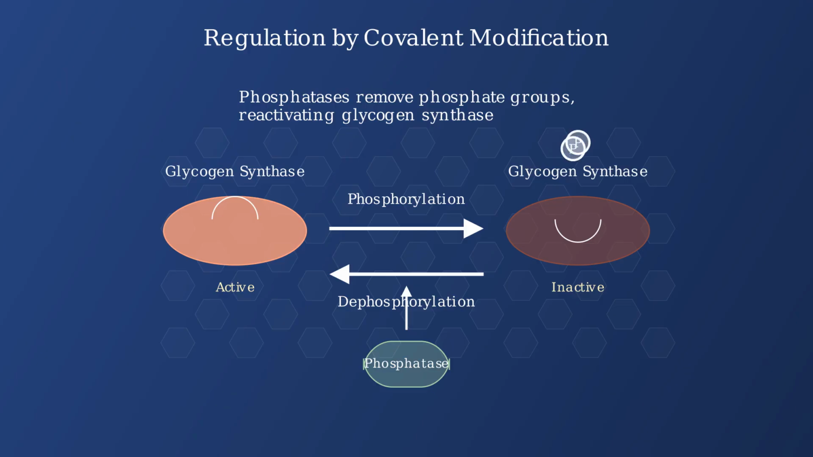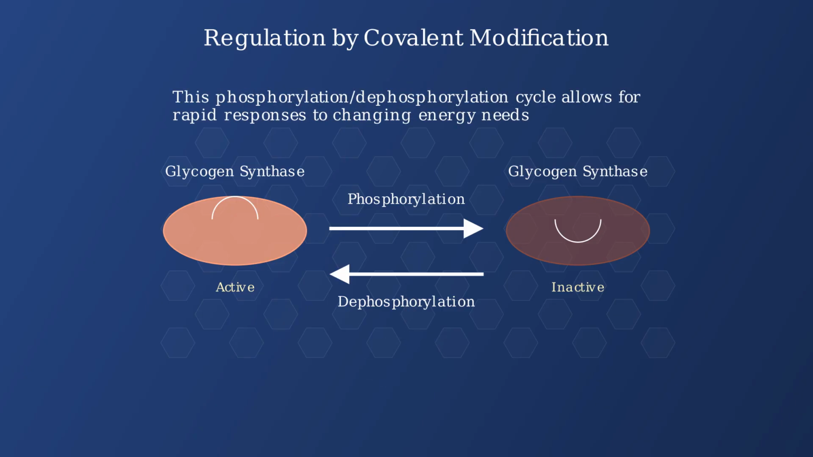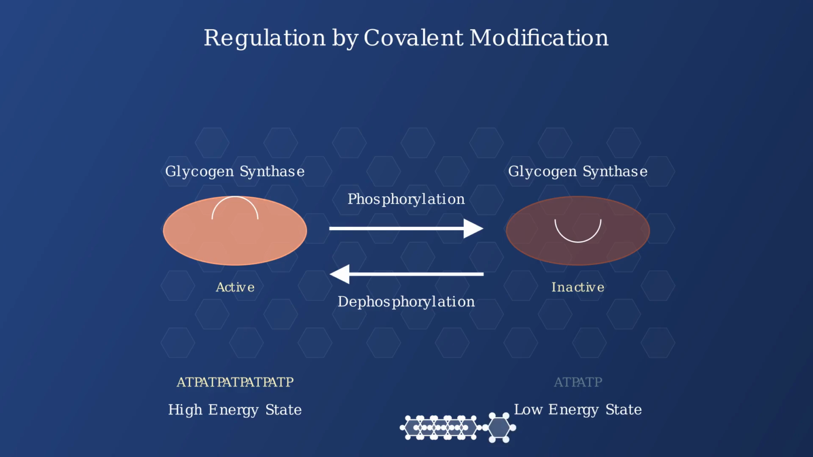In contrast, phosphatase enzymes remove these phosphate groups, returning glycogen synthase to its active dephosphorylated state. This phosphorylation and dephosphorylation cycle allows the cell to rapidly adjust glycogen synthesis in response to changing energy needs. When cellular energy is high, glycogen synthase is active to store excess glucose as glycogen. When energy is low, phosphorylation inactivates the enzyme. This covalent modification system provides precise control over glycogenesis, ensuring glucose is efficiently stored when available and conserved when needed.